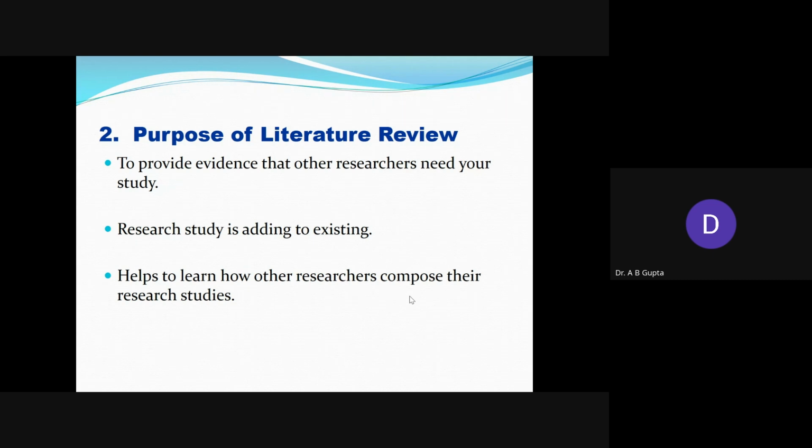It will help to learn how other researchers have composed their research study. So once you are reviewing the literature, once you are seeing other papers in the conference, in the journals, or other seminars, you will have an idea of how the researcher composes their research papers, how they write their findings. So that again is the purpose of literature review. Very important step in carrying out research, that is literature review.